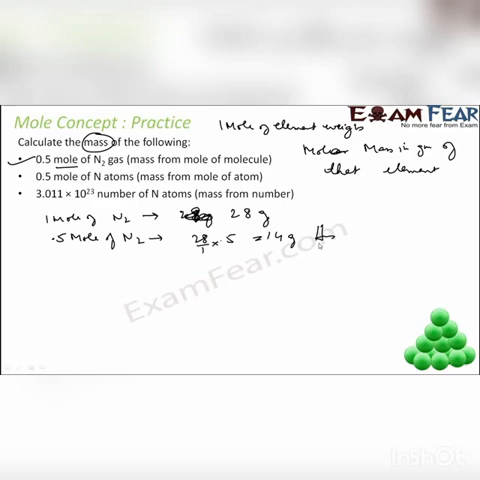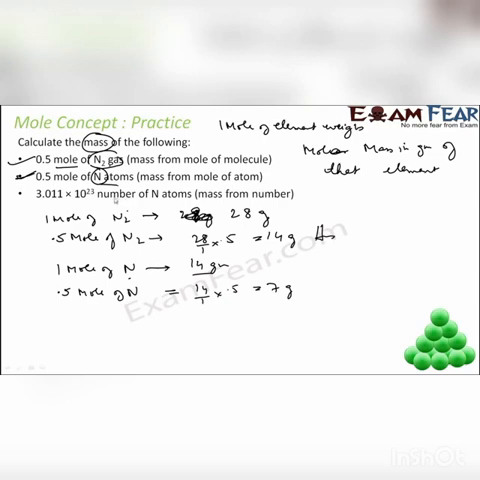Done deal. The second is 0.5 mole of N atoms. Please note this was molecules, this is atom. So again, 1 mole of N atoms will be how many grams? 14 grams. The atomic mass of N will be 14. The molecular mass of N2 will be 28 because there are 2 N here. So 0.5 mole of N will be 14 by 1 into 0.5, that is 7 gram. Please note that N atoms and N2 gas both are different.